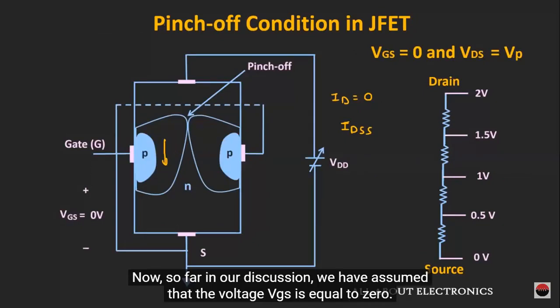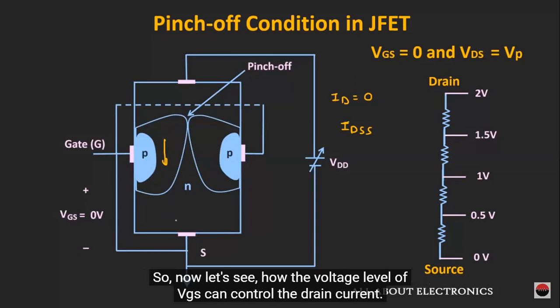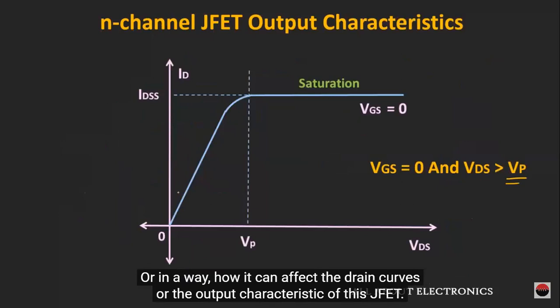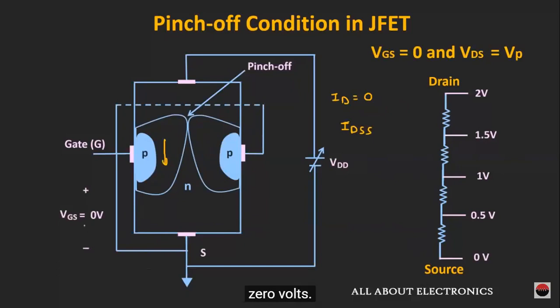Now, so far in our discussion, we have assumed that the voltage VGS is equal to 0. But as discussed earlier, this gate to source voltage can control this drain current. So now let's see how the voltage level of VGS can control the drain current, or in a way, how it can affect the drain curves or the output characteristic of this JFET. So now what we will do is make this VGS more and more negative with respect to 0 volt.